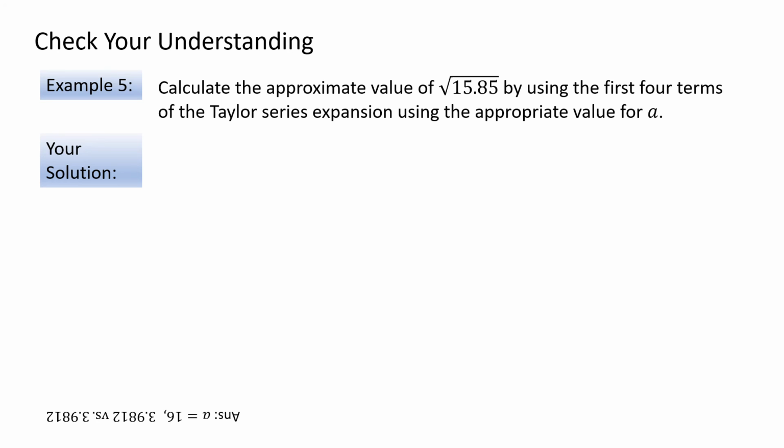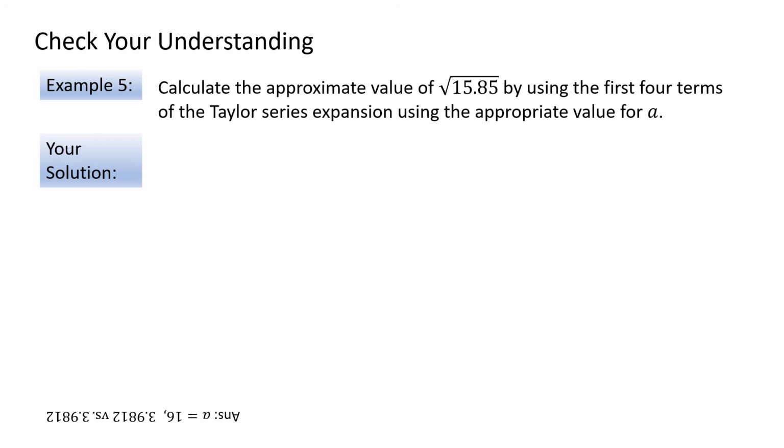Okay, so let's look at our last example. We're going to look at a root function. Calculate the approximate value of the square root of 15.85 by using the first 4 terms of the Taylor series expansion and the appropriate value for a. Again, keep in mind that we can use these expansions to solve for what were complex functions before we came out with calculators. This allows us to approximate those functions by using math, so basic math principles and translating this root function into something that's easier to calculate.